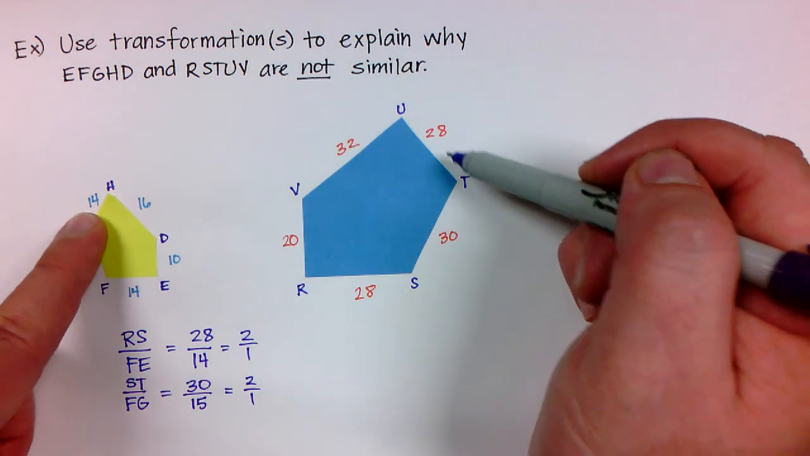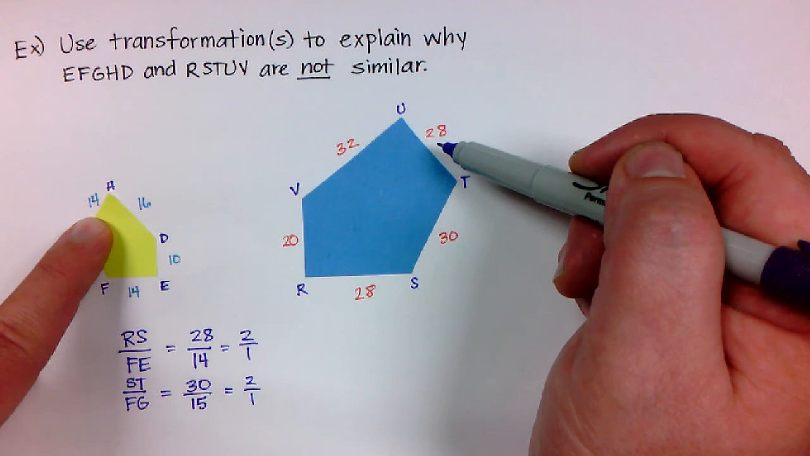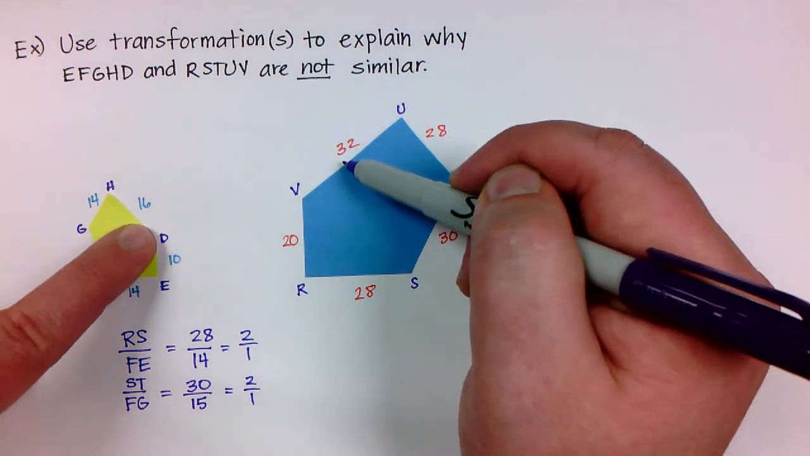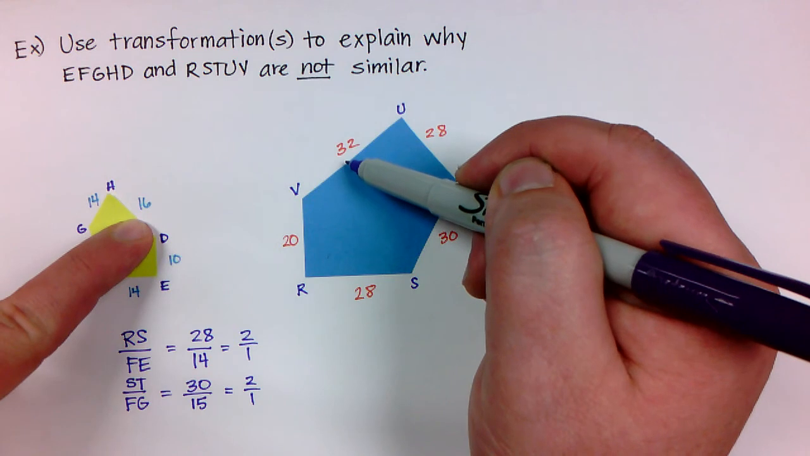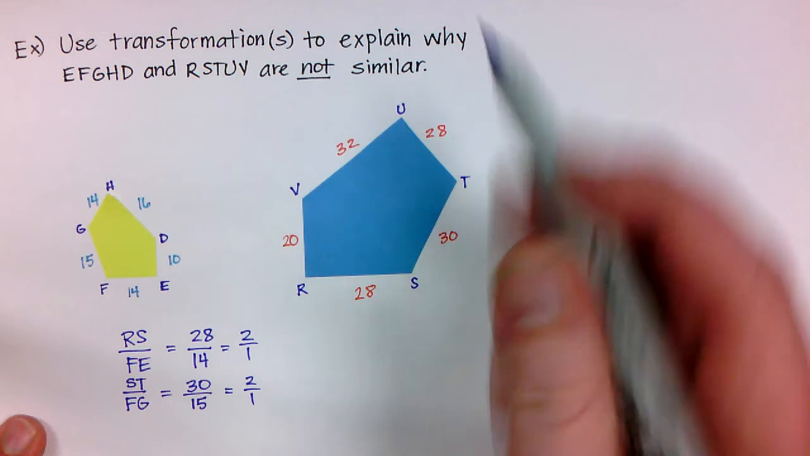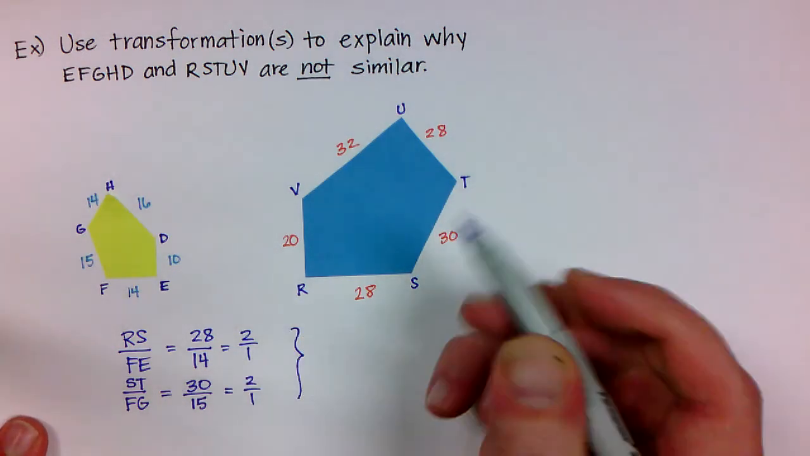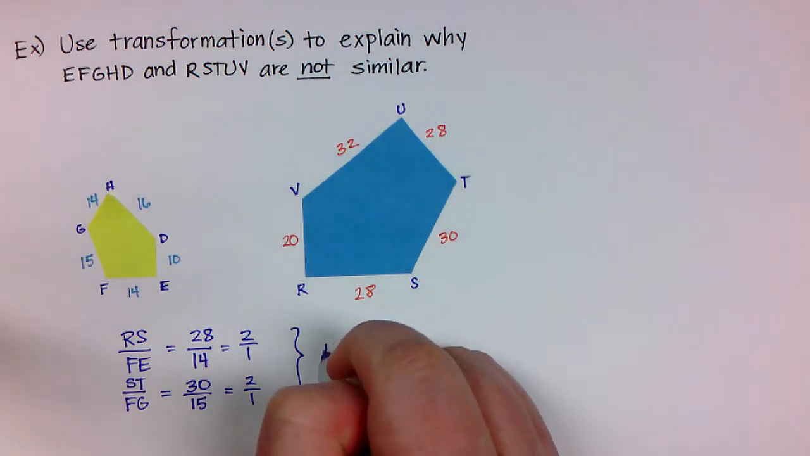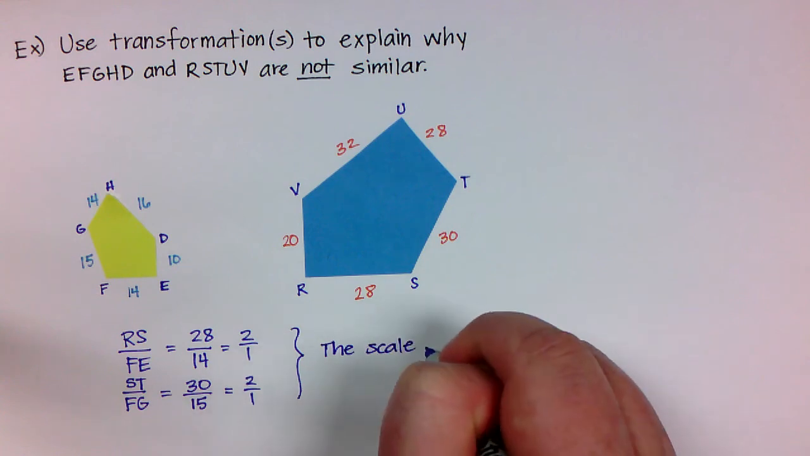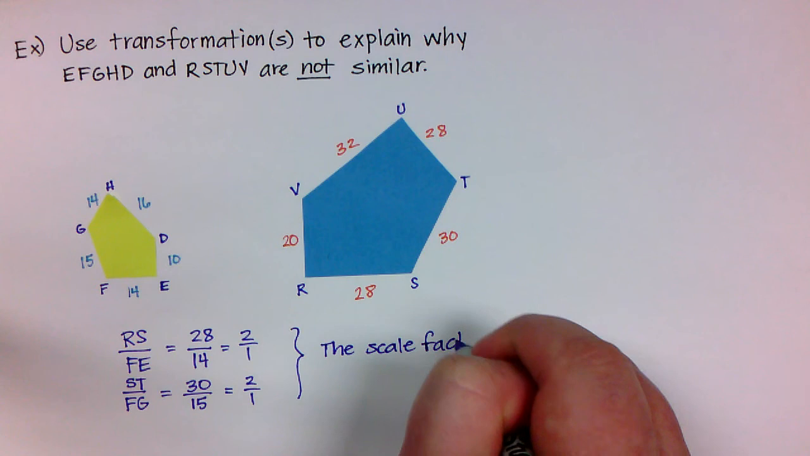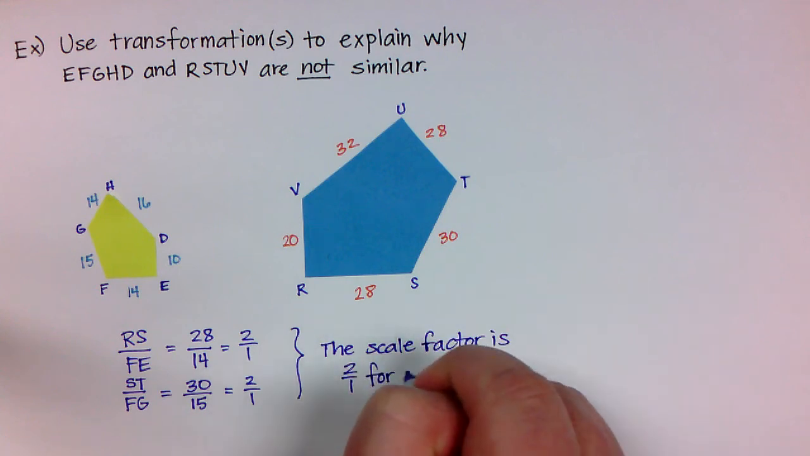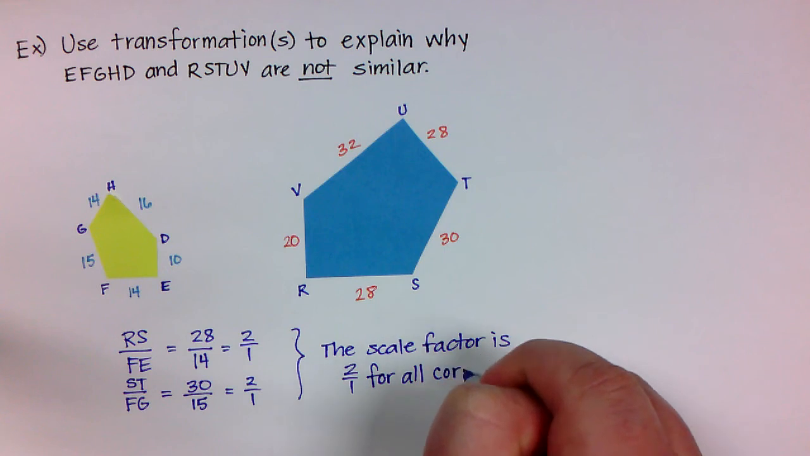So let's just keep comparing. How about 28 over 14? Well, that's going to simplify to 2/1. 32 over 16, that's going to simplify to 2/1. And 20 over 10, that's going to simplify to 2/1 as well. So I'm not going to write all these out, but the scale factor is the same for all of the corresponding sides. It is 2/1 for all corresponding sides.